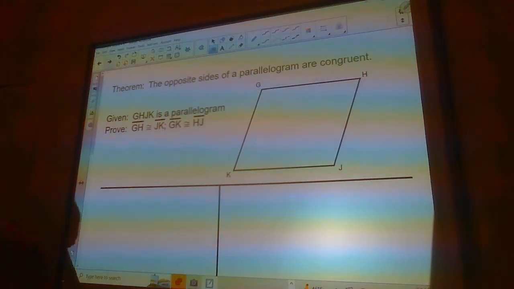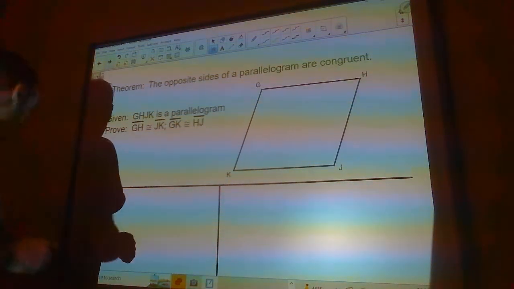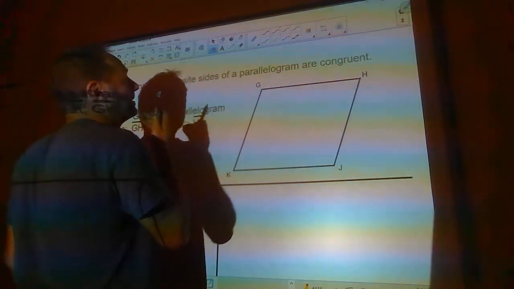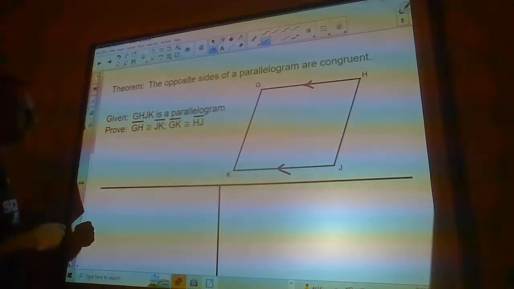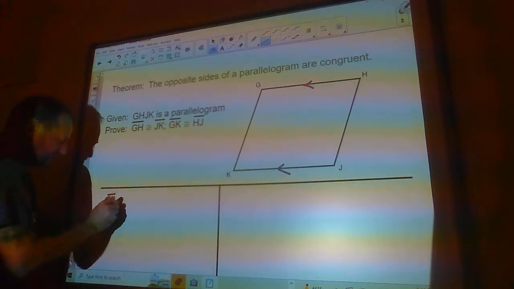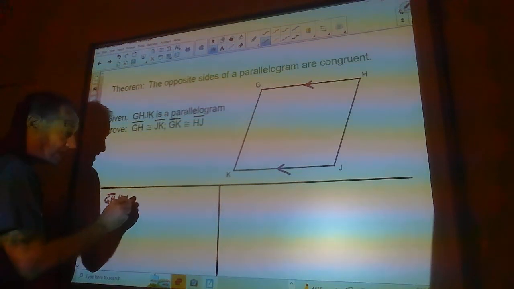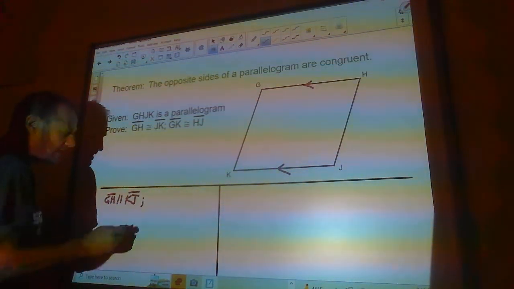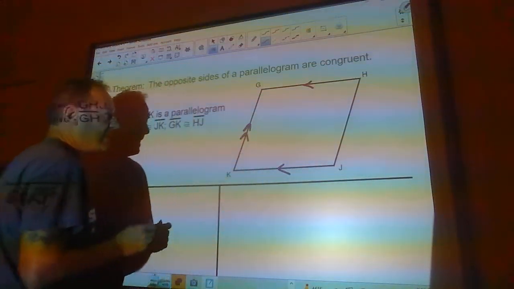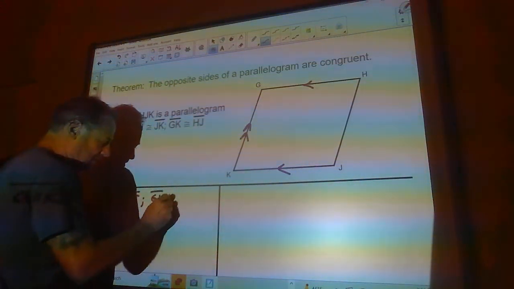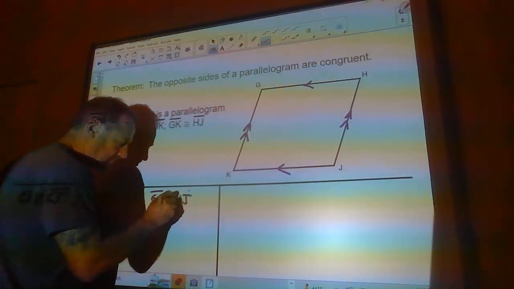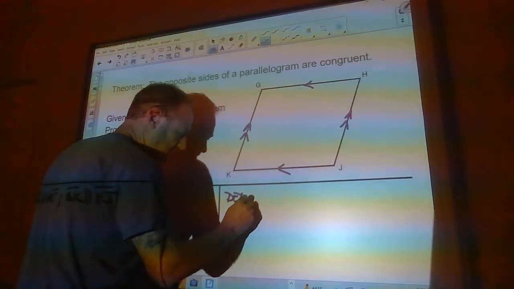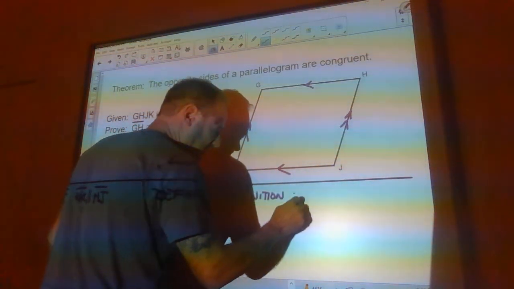The opposite sides of a parallelogram must be congruent. Okay, so how are we going to prove that? Well, let's see. I know this, it's a parallelogram, so that tells me these two sides are equal. Okay, so I can say that GH is parallel to KJ. And I also know that GK is parallel to HJ by definition of a parallelogram.